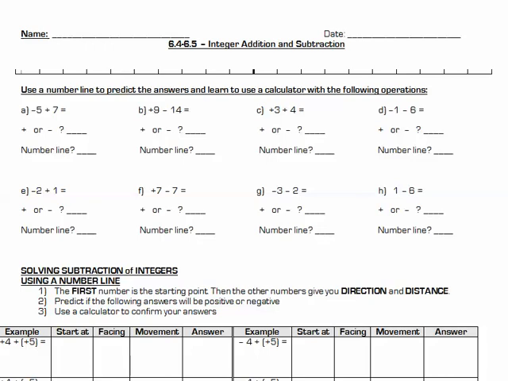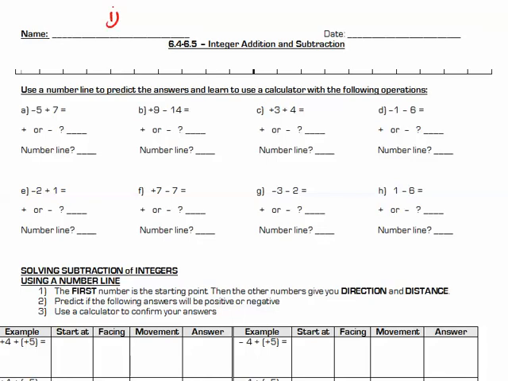Great. So welcome back to grade 7 math. We are now on chapter 6.4, 6.5 on integer addition and subtraction. This is a really tricky lesson because there are many different units in this chapter about integer subtraction and addition that use two different models. So we're going to be looking at both of the models.